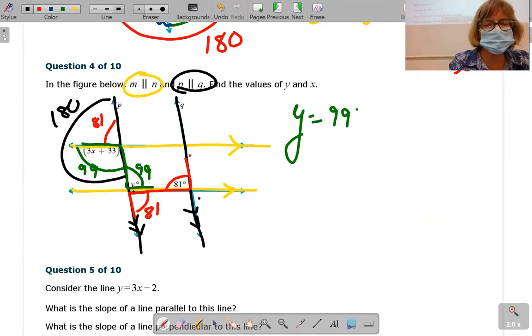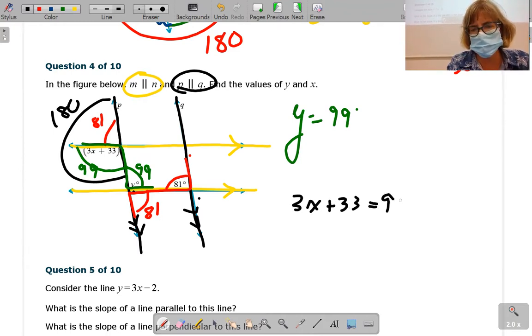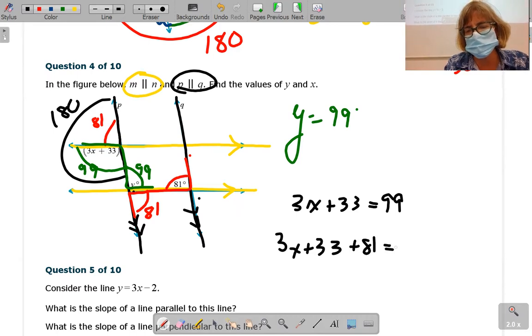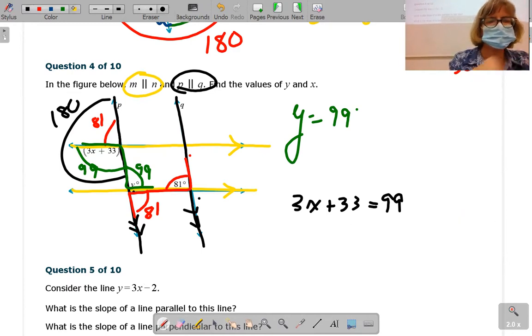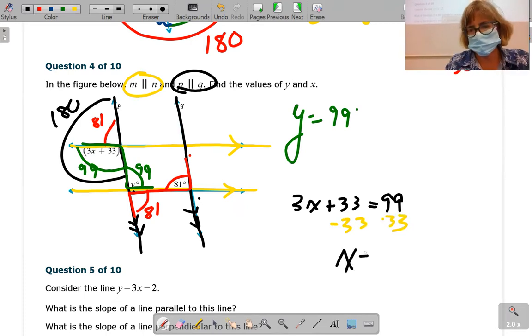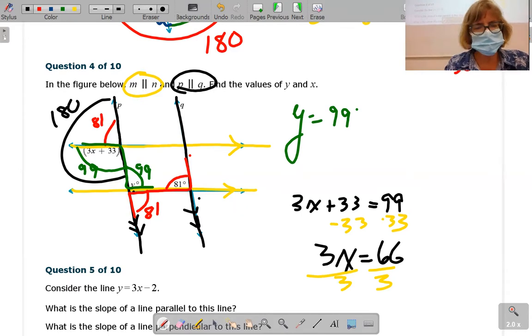Solving for X, we have here 3X plus 33 equals 99. Or we could have done this, 3X plus 33 plus 81 equals 180. Either of those would work. And of course here, x equals 22.